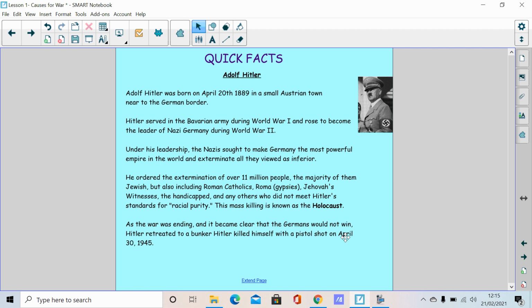ending. It became clear that the Germans would not win. So Hitler retreated to a bunker, and it's been seen that he actually killed himself. He shot himself with a pistol, so with a gun, on April 30th, 1945. So he didn't go to jail for his crimes or anything like that. So that's one of our first causes for war.